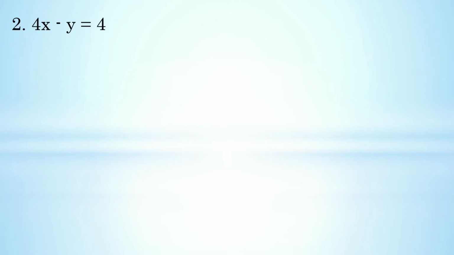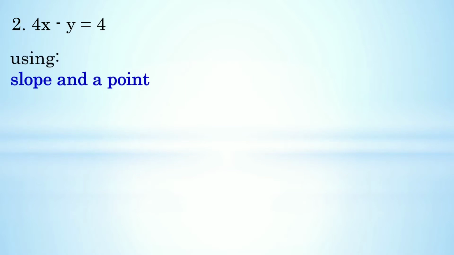So, let's have number 2. 4x minus y equals 4. So, ang ating equation ay naka-standard form. So, para mas madalian kayo, kailangan nyo siyang i-rewrite as slope-intercept form or kahit hindi na. Kasi naituro naman ito ng maraming beses. So, dapat master nyo na siya. So, sa number 2, gagamit tayo ng slope and a point. So, kailangan natin hanapin si slope at kailangan nating magbigay ng isang point.